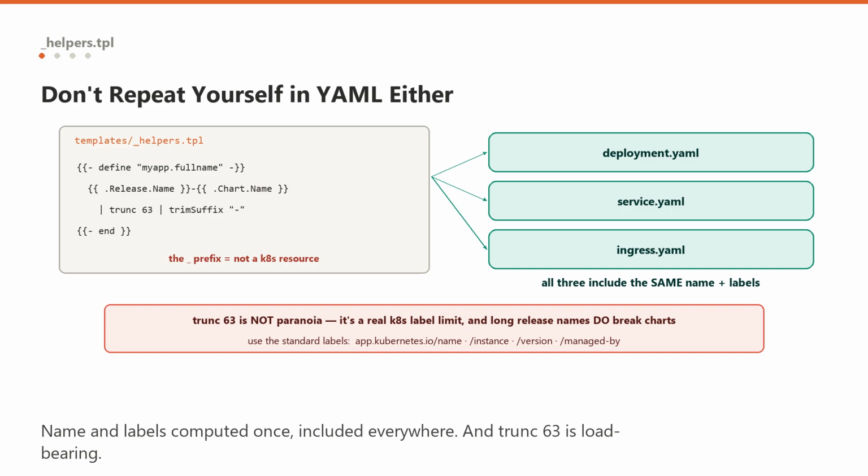And then every template that needs a name just includes it. 2 things worth naming here. First, that 63-character truncation is not paranoia. It is a real limit, and long release names really do break charts, which is why every generated chart has that trunc 63 in it. Second, and interviewers like this, the helper also applies the Kubernetes recommended labels, like app.kubernetes.io/managed-by. Every tool in the ecosystem understands them.